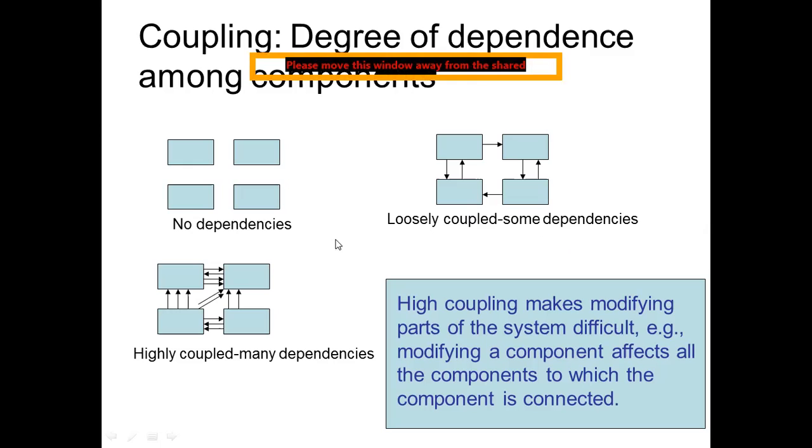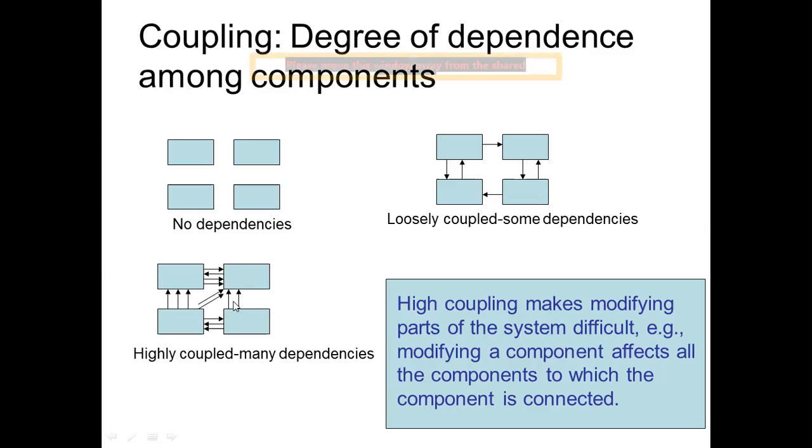Now in this diagram you can see highly coupled, many dependencies. You can count the dependency levels here, how the data goes to and fro through various channels.